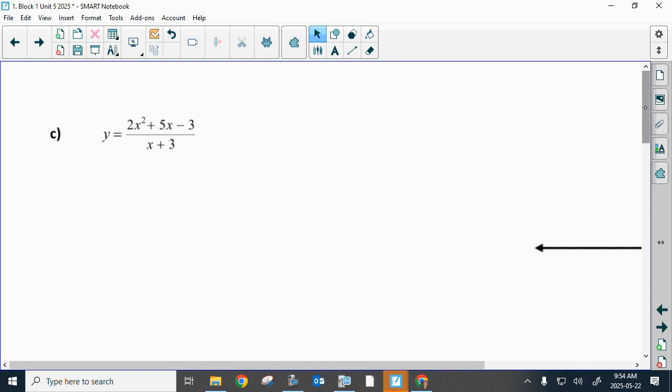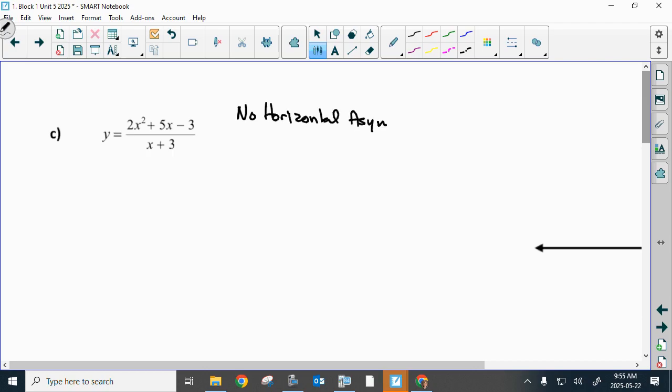The rule was if the degree on the top is less than the degree on the bottom, the x-axis is your horizontal asymptote. Or if the degree on the top was the same as the degree on the bottom, then the horizontal asymptote was the quotient of leading coefficients. If the degree on the top is greater than your degree on the bottom, there's no horizontal asymptote. So this is degree 2, this is degree 1. So I get to indicate no horizontal asymptote. Okay, so that's your first move.